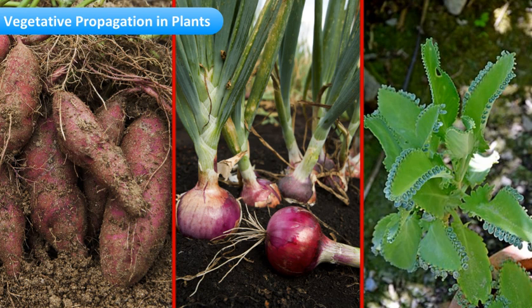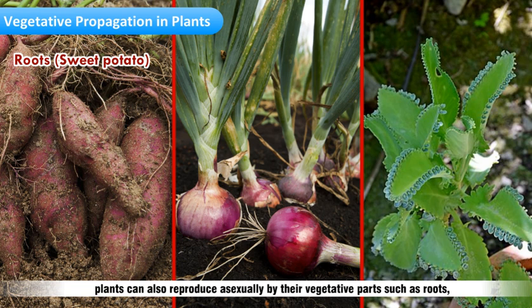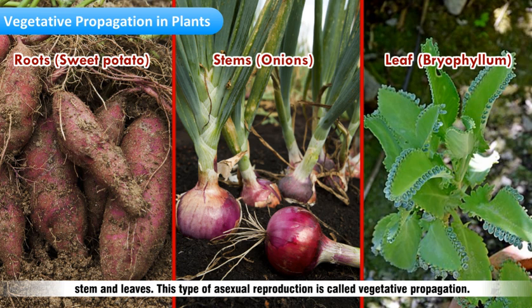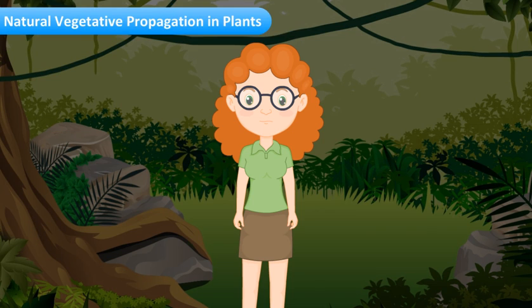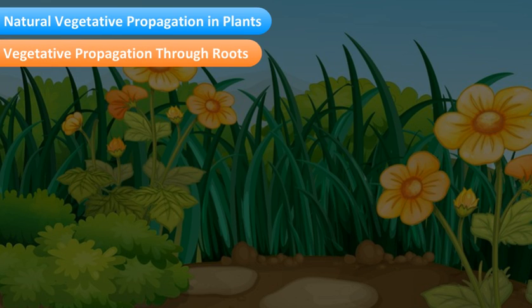Vegetative propagation in plants. Other than fragmentation, budding, and spore formation, plants can also reproduce asexually by their vegetative parts such as roots, stem, and leaves. This type of asexual reproduction is called vegetative propagation. It can be done either naturally or artificially. Let us learn about them in detail. Natural vegetative propagation in plants. The natural vegetative propagation occurs through roots, stem, and leaves.